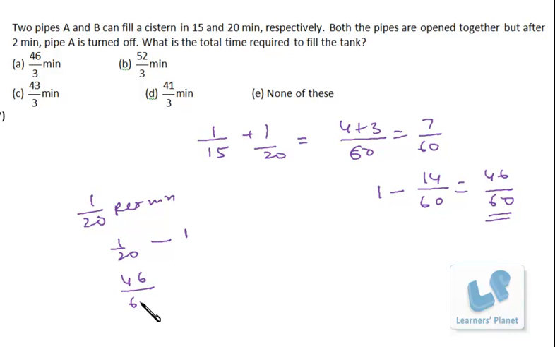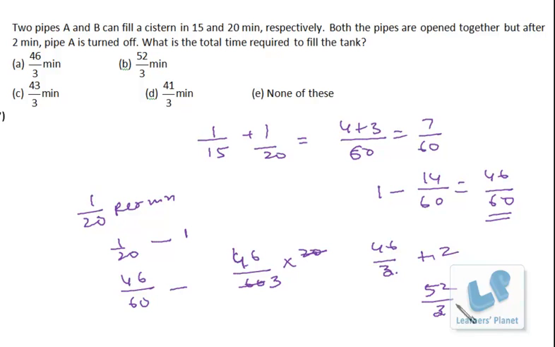So to fill 46 by 60, what time would it take? It's 46 by 60 divided by 1 by 20, or we can say multiplied by 20. So it's 46 by 3. Now 46 by 3 minutes, and 2 minutes initially, so I just add 2. So 3 2s are 6 plus 46 is 52 by 3 minutes. Overall, it will take 52 by 3 minutes to fill up the tank. Because we are asked about the total time, do not forget to add these 2 minutes.